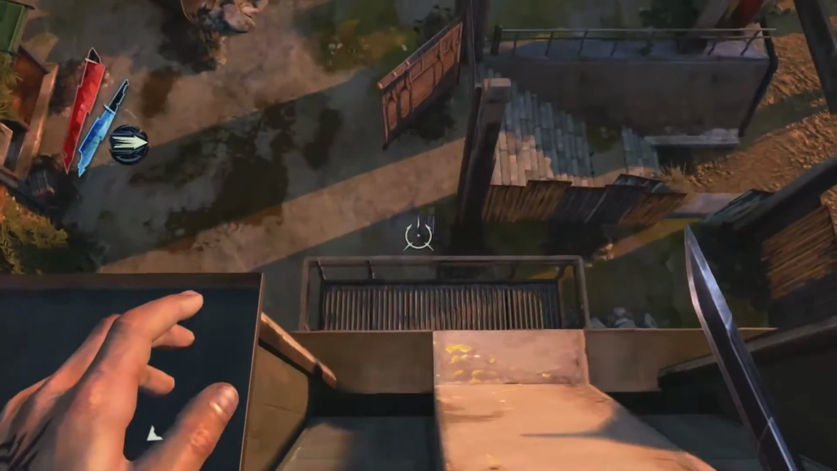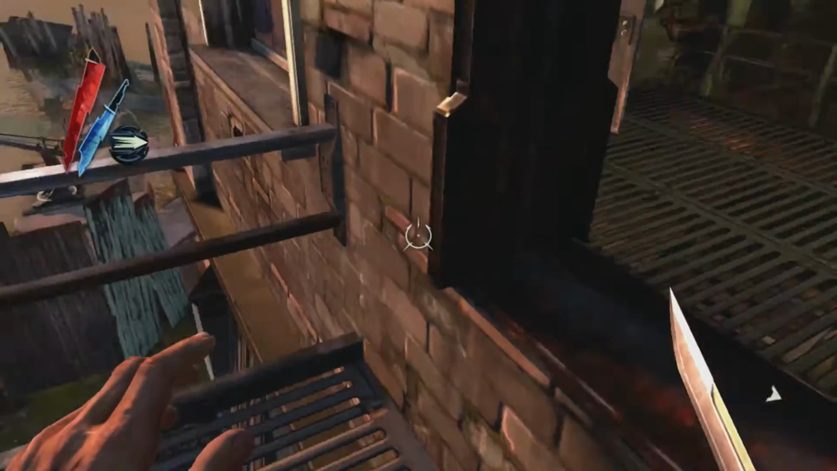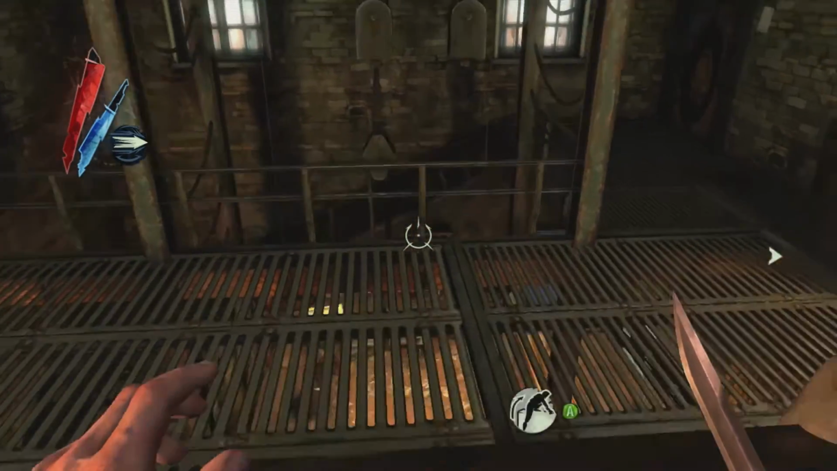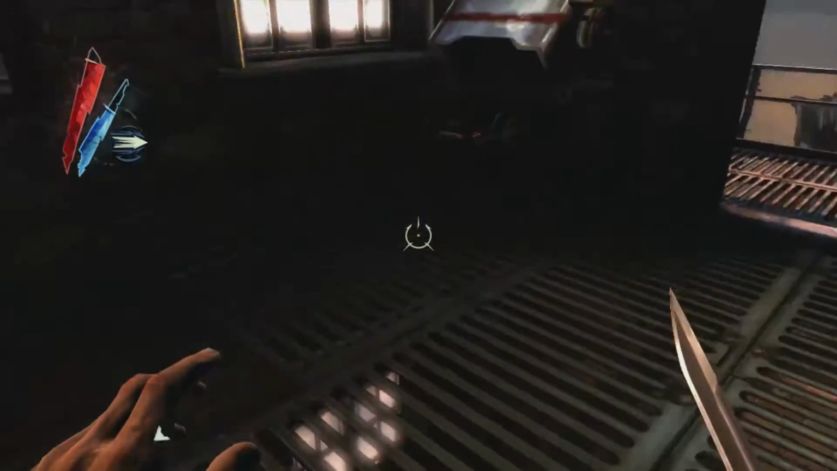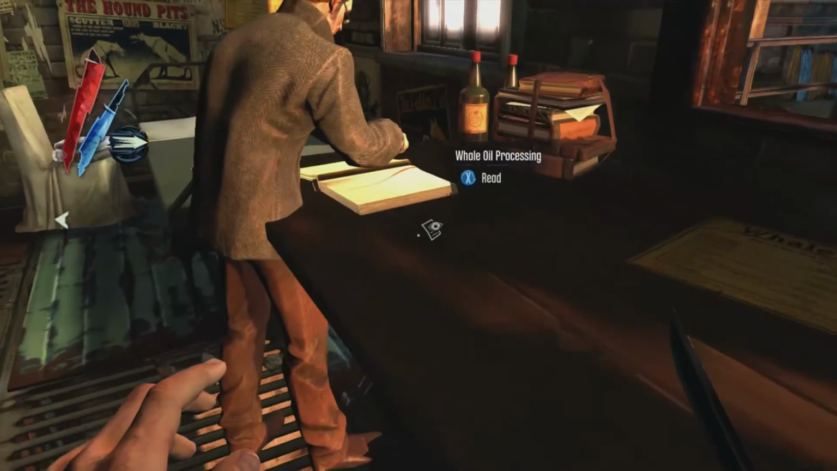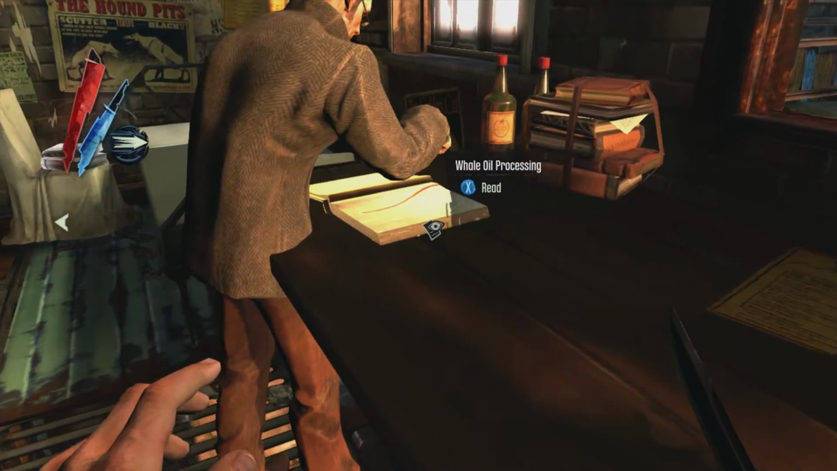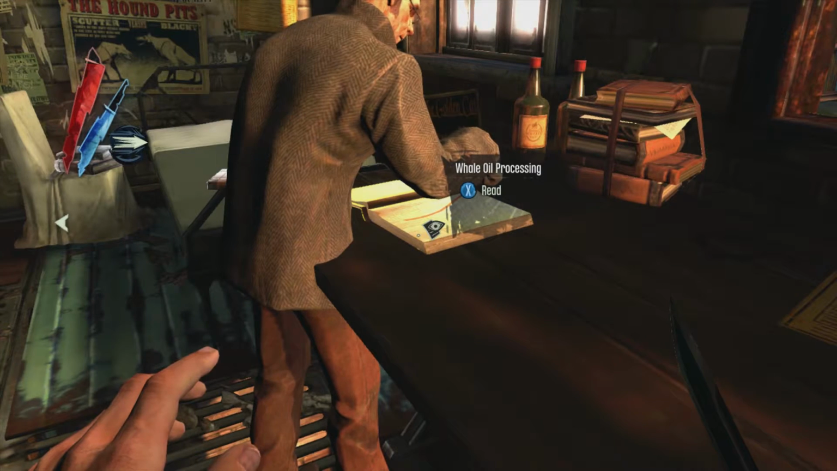And see what interesting things await us there. Oh, hey there, buddy. I'm just going to hop in your window here and I'm going to actually take a peek at your little book, too. Whale oil processing.